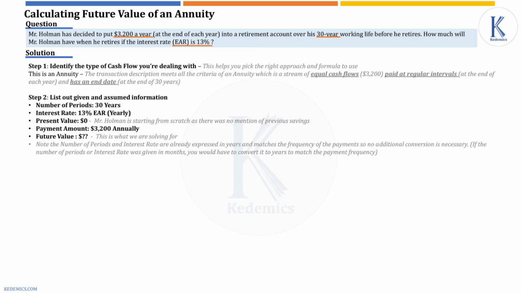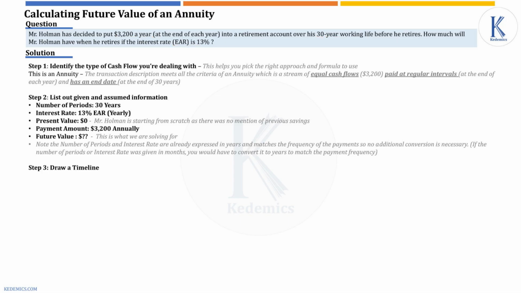Note that the number of periods and interest rate are already expressed in years, and this matches the frequency of the payments, so no additional adjustment or conversion is necessary. If the number of periods or interest rate was given in months, you would have to convert them to years to match the payment frequency.